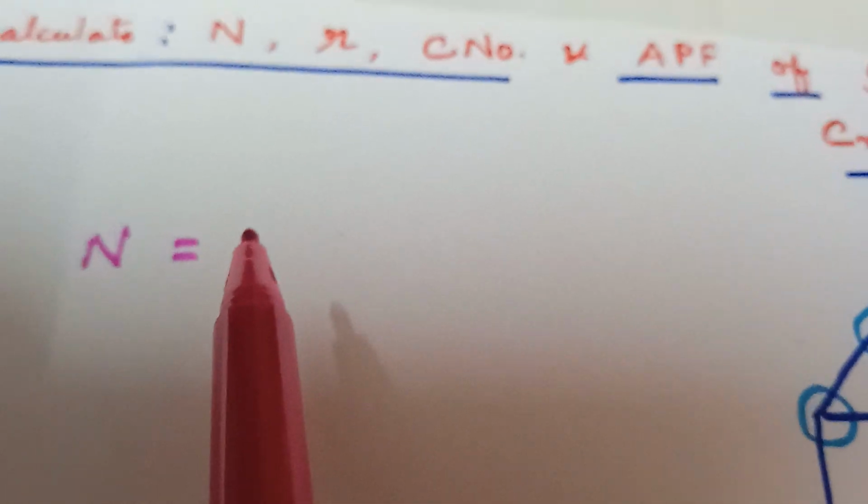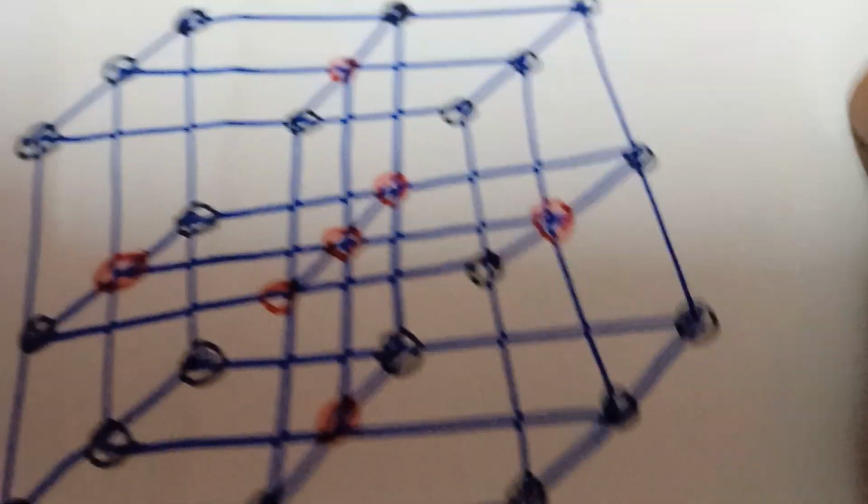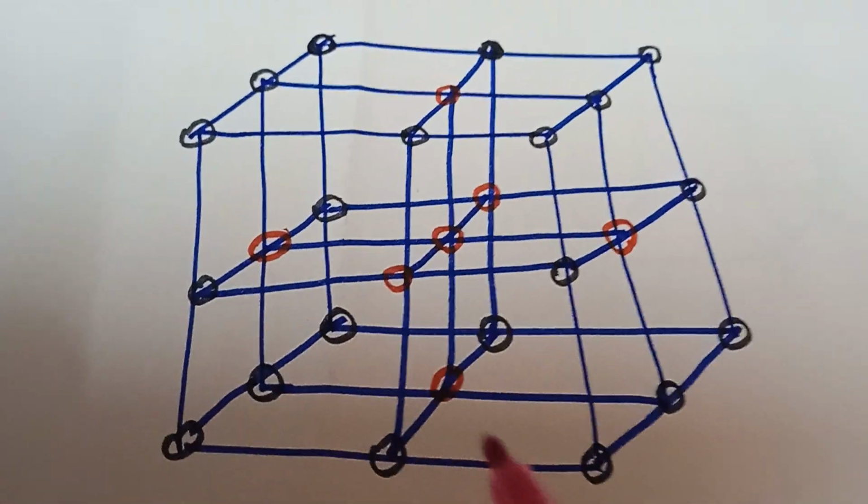Now N can be calculated by the definition: the number of atoms per unit cell is the total number of atoms present in the unit cell or shared among the unit cells. Here the sharing can be explained using this diagram.